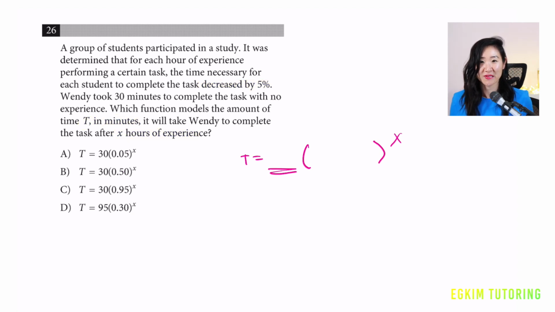The number in front of the parentheses is always the amount that you started with at time equals 0, or in this case, x equals 0. The problem says that Wendy took 30 minutes to complete the task with no experience. So we're going to put 30 in front of the parentheses and get rid of answer D.